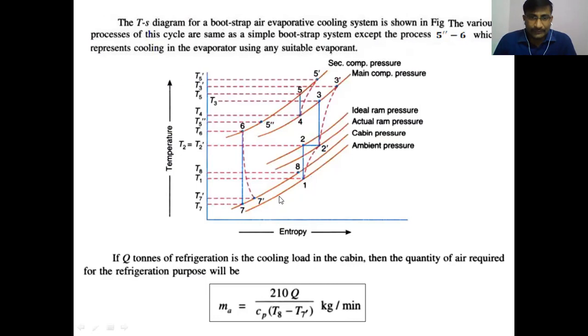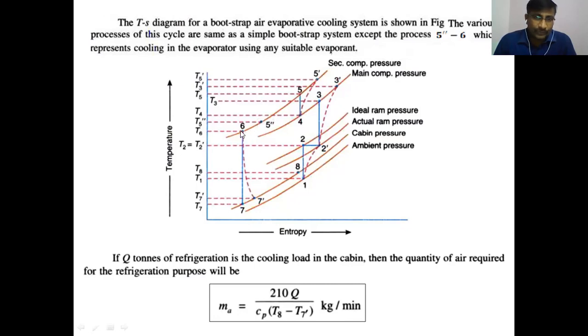This line is our ambient pressure, and this line is the cabin pressure. This line is the actual ram pressure, and the isentropic ram pressure, the ideal ram pressure, is this line. After that, from the actual ram pressure, there is the compression process in the main compressor. Then this is the first heat exchanging process, then compression in the auxiliary compressor, that is the secondary compressor. This is the heat exchanging in the second heat exchanger up to this point.